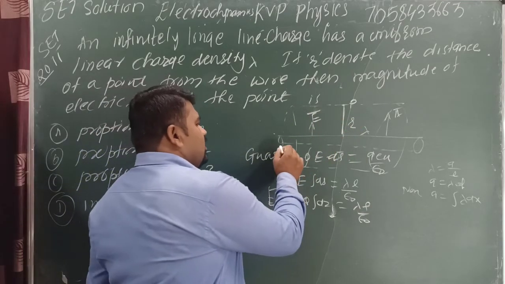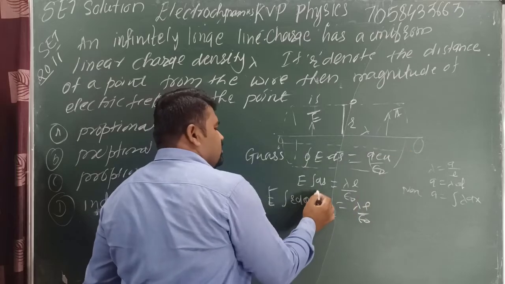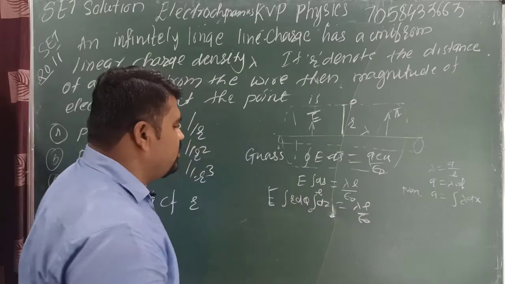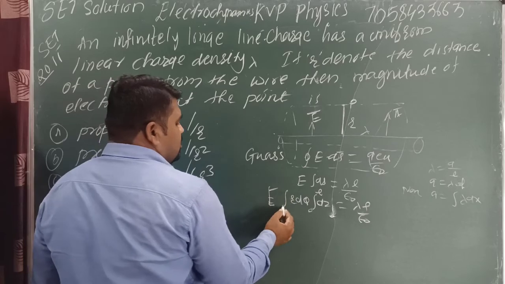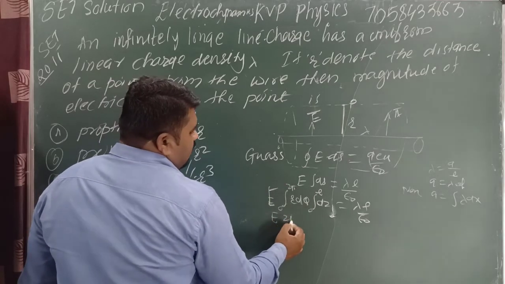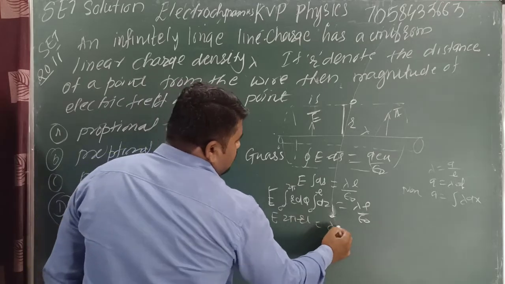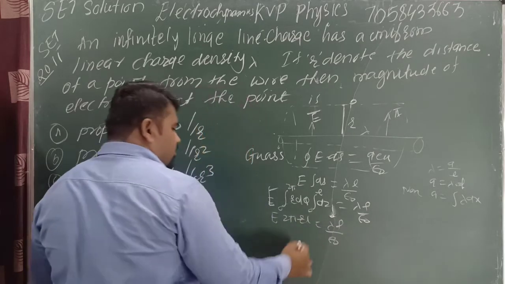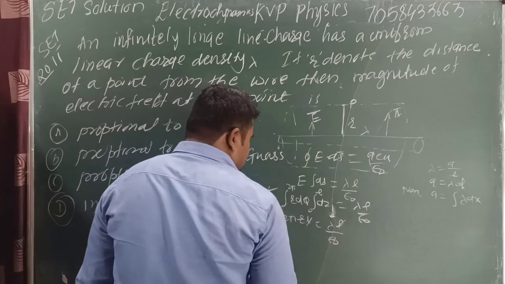Here length is 0 suppose, here length is L. Means we can take limit 0 to L. And here R is constant at each and every point on the surface. Means here phi varies from 0 to 2 pi. Means here we can write down A into 2 pi RL is equal to lambda L upon epsilon naught. This L gets cancelled.